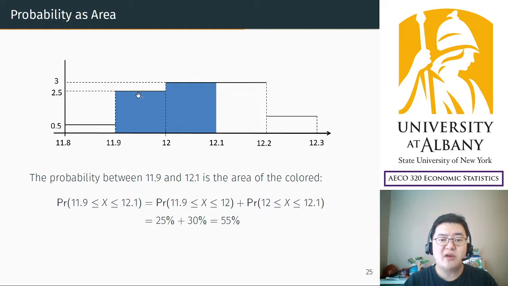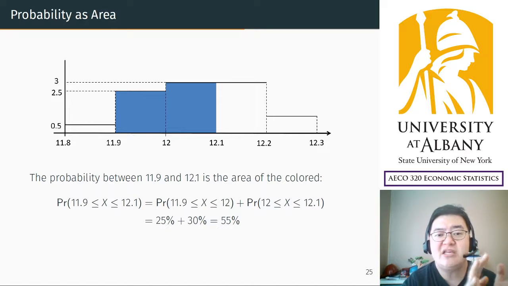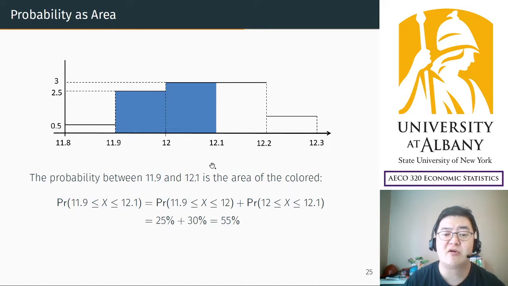Then you may just break it down into two rectangles and sum these two areas. It's exactly how you calculate the area for this shape. Just split them into two rectangles, and you know how to calculate the area of a rectangle. So the probability here is 55%, and this curve captures the CDF that we had in our previous example.